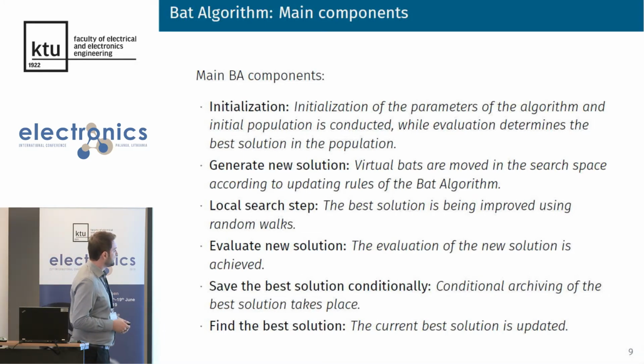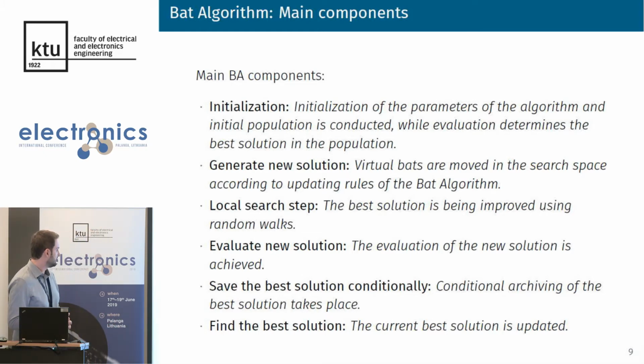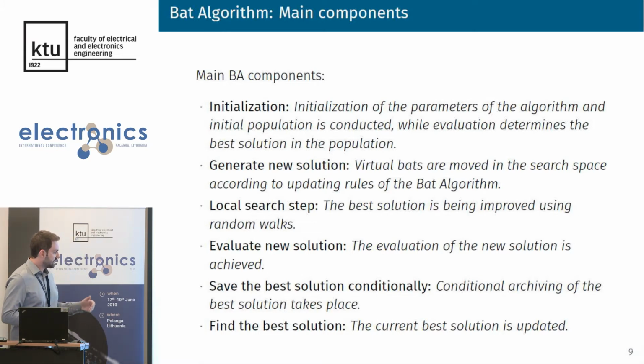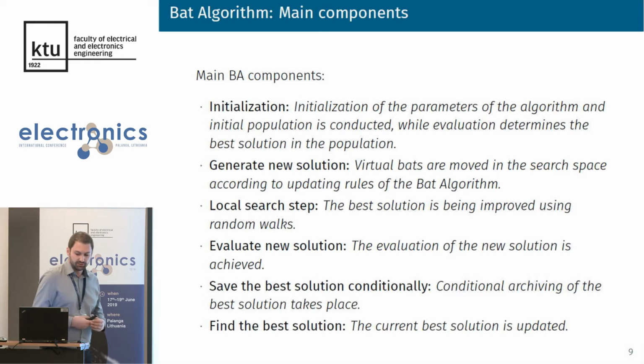At the beginning we have the initialization of the parameters of the algorithm, and the initial population is created, while the evaluation determines the best solution in the population. In the next step, the virtual bats are moved in the search space according to the updating rules of the Bat algorithm. Next, the best solution is improved using random walks, and after that the evaluation of the new solution is done. The next step is conditional archiving of the best solution, and at the end the current best solution is updated, and then we go back to the second step and repeat the remaining 5 steps.